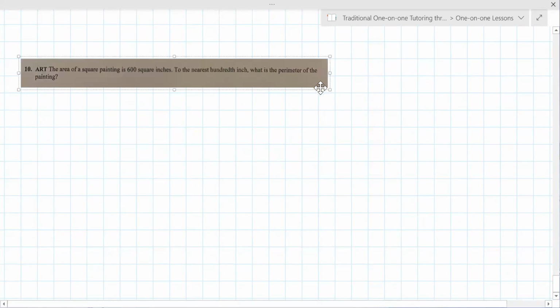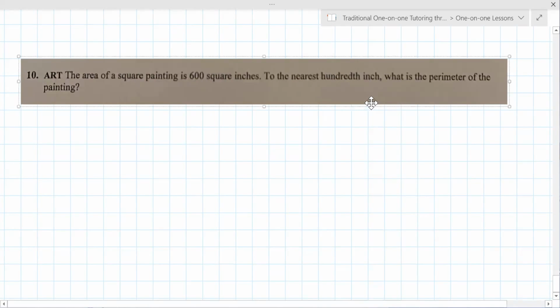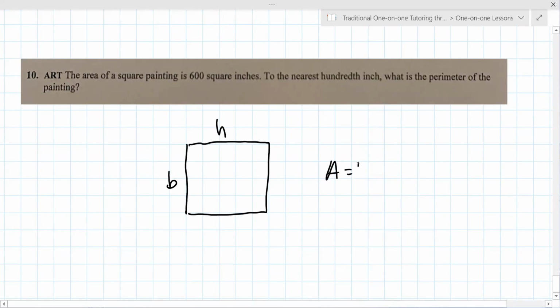Okay, the area of a square painting. Square painting means that all the sides are the same. The area is 600. So the area is base times height, right? But because it's square, these are the same. So that means you either say that B equals H or H equals B. It really doesn't matter. A lot of times students prefer X. So the area is X times X, which is X squared.